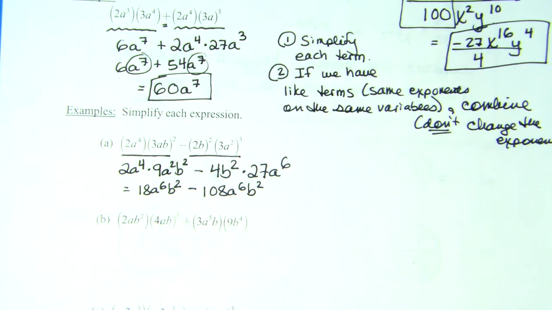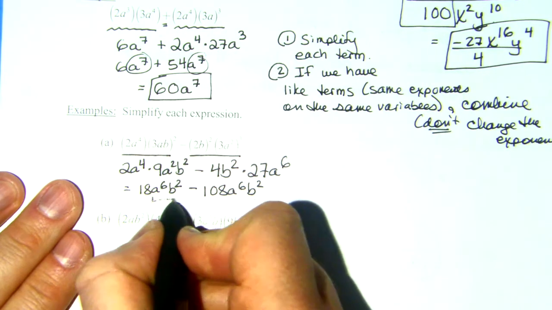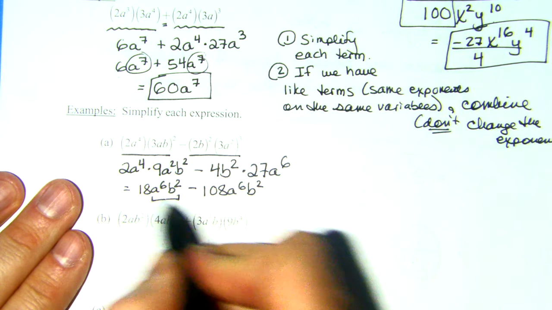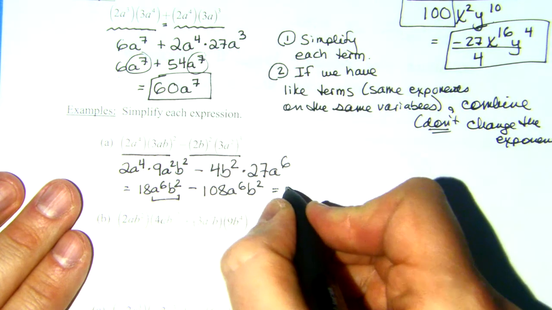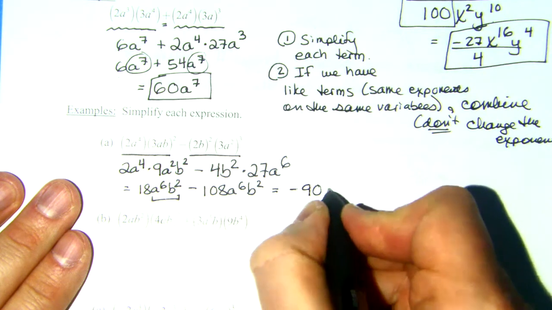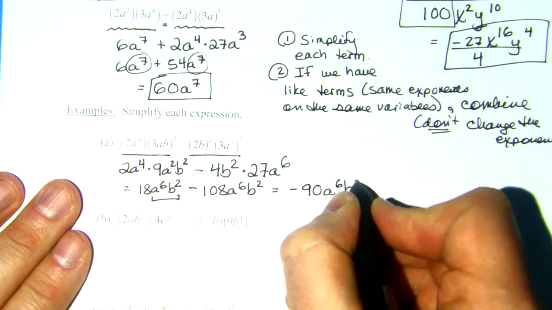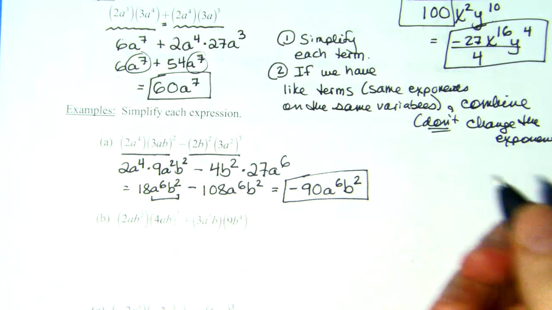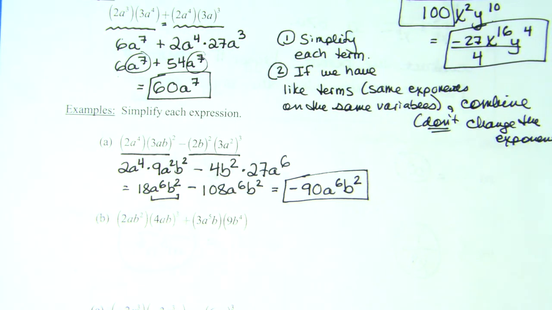They are like terms. I have the same variables with the same exponents. So I can go further. I've got 18 of those things minus 108 of those things. I'm left with 18 minus 108, that's negative 90, of those same things of a to the sixth, b to the second. I'm going to get negative 90 a to the sixth b to the second.